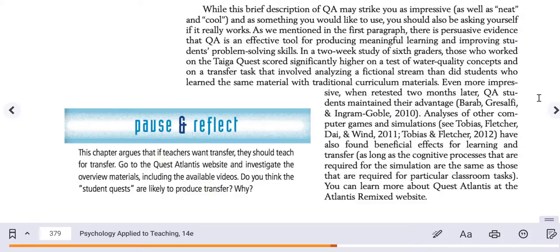Pause and reflect. This chapter argues that if teachers want transfer, they should teach for transfer. Go to the Quest Atlantis website and investigate the overview materials, including the available videos. Do you think the student quests are likely to produce transfer? Why?